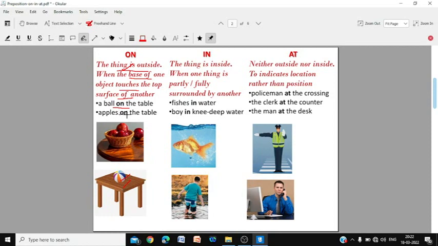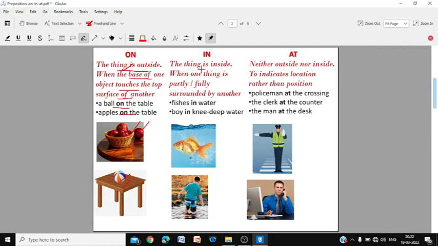Apples on the table. The apples or the basket or this apple, the bottom is touching the surface of the table. So the thing should be outside and the object should touch the surface.